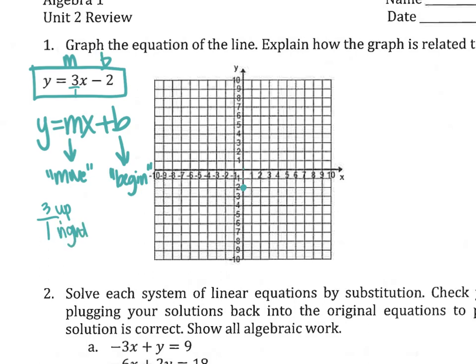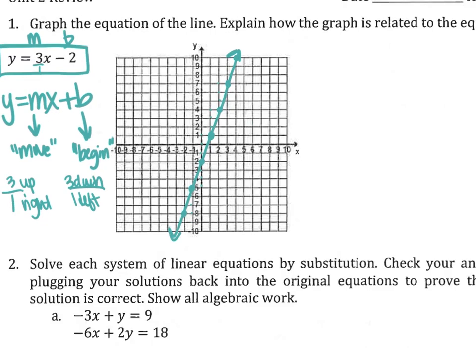So I can go 1, 2, 3, 1, 1, 2, 3, 1. You want to make sure you're moving from that original y-intercept. Okay, I could also do the total opposite and go 3 down, 1 left. And lastly, since the equation is an equals, it just gets a solid line like that.